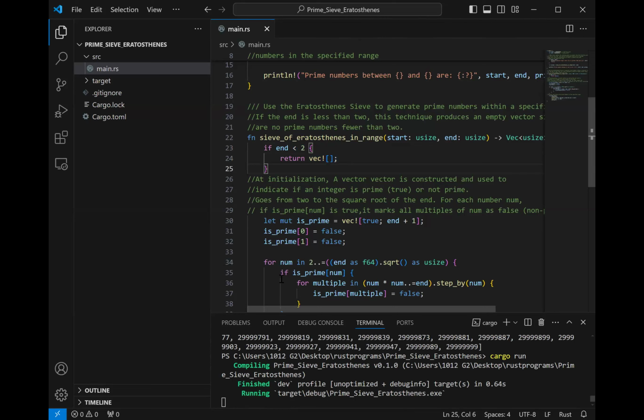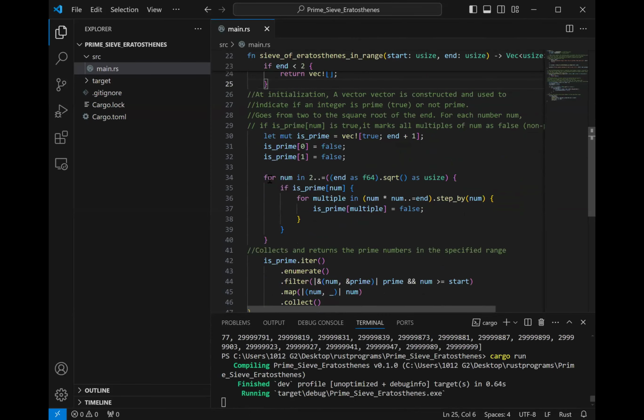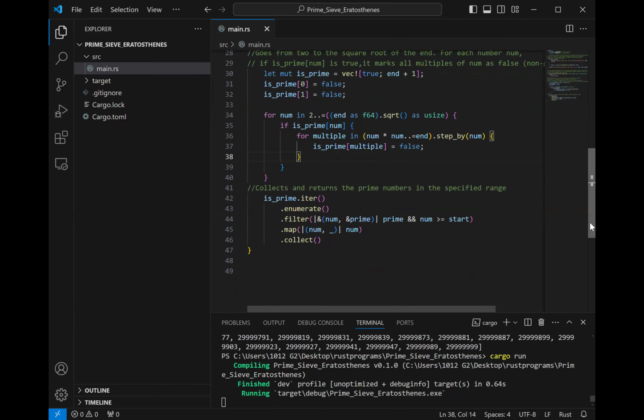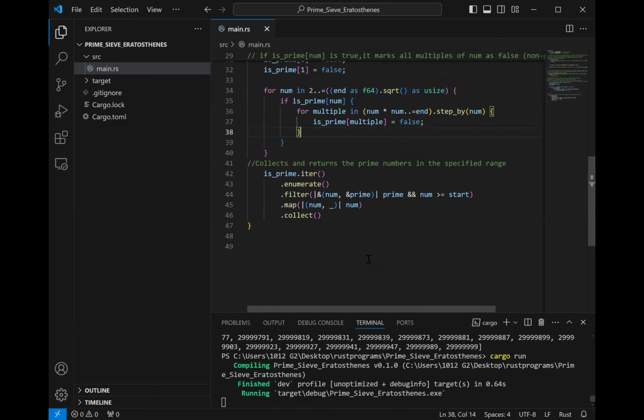So what I began explaining is that it begins with the 2, then the multiples of 2, going step by step, will be marked false. Then, of course, it will go to 3 and again begin the same thing. It goes to 5 and so on. And that process is not a short process, especially for bigger numbers. So this one I've seen that it will take long.